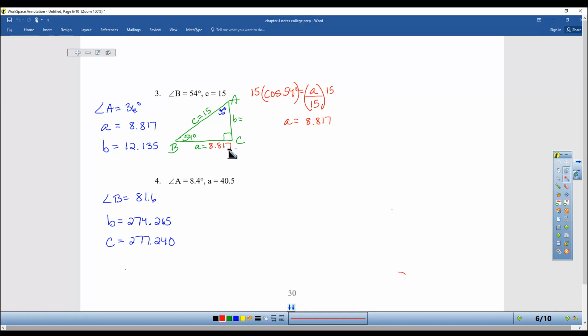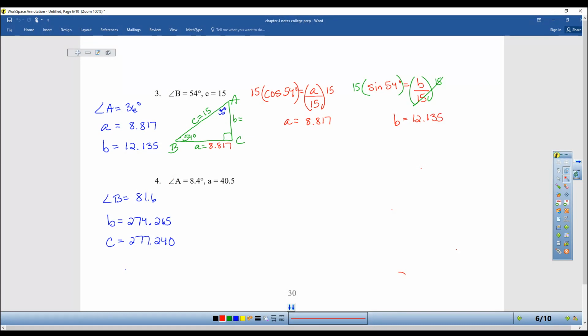When I want to do B, I could use the Pythagorean Theorem, but instead, because I would have to use something I just figured out and might have done wrong, I'm going to go ahead and look at the relationship between the 54 and the opposite side in the hypotenuse, which would be sine. So sine of 54 degrees is B, opposite over hypotenuse. Again, I'm going to go ahead and clear my fraction by multiplying both sides by 15. And then when I do that, I get B is equal to 12.135.